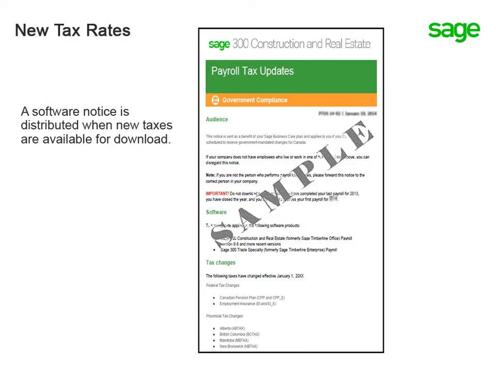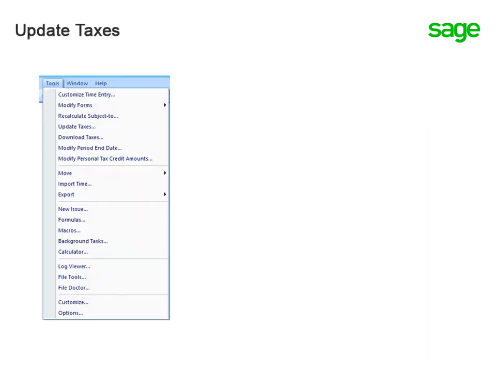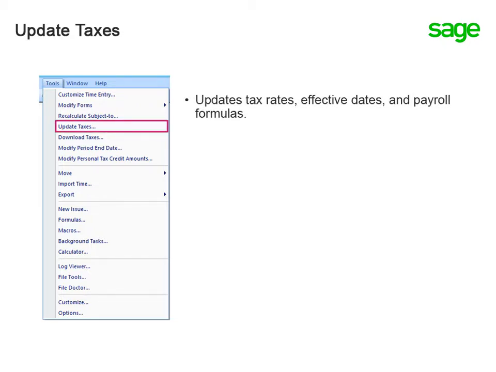As long as you're on a valid service plan, Sage will notify you when new taxes are available through a software notice. How do I install these new tax rates? There are 2 steps to this process, both using tasks on the Tools menu in the payroll application. When you're ready, use the Update Taxes command to replace the existing tax rates with the downloaded ones. This command automatically backs up your existing taxes just in case you need to restore them.